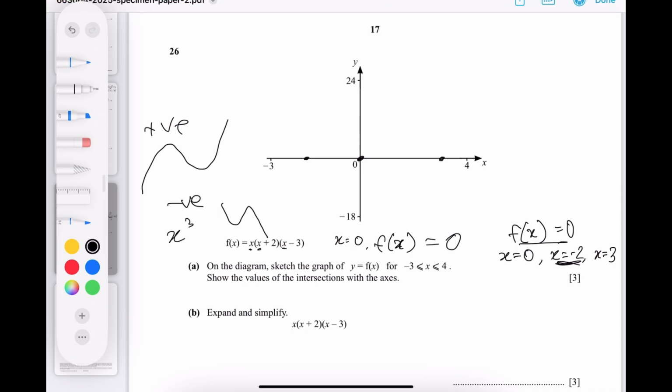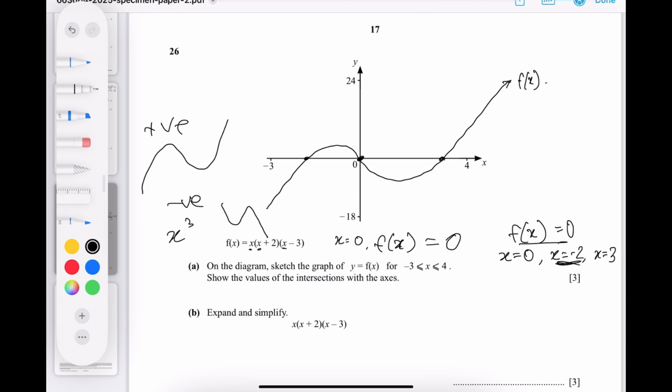Something like that. So now we can finally draw the graph. We know the shape, so it would be something like this. And yeah, that is what the graph of f of x would look like.